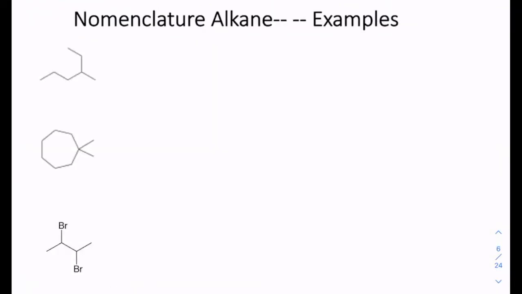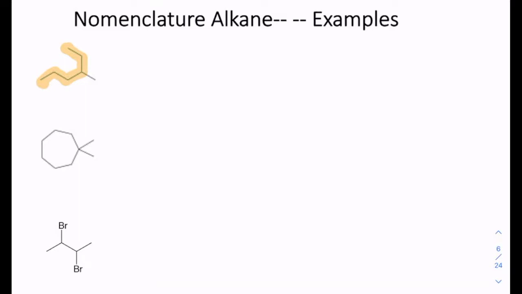Here is an example. The first thing we have to do is find our longest continuous parent chain. And so although you may kind of jump right here, I have to show you that that would be 5 carbons. If you do this direction, then that is 6. And so the correct answer for the parent chain in this compound is in fact 6.